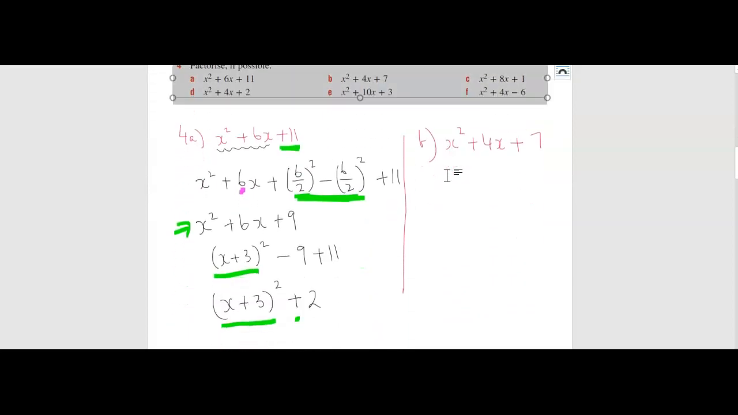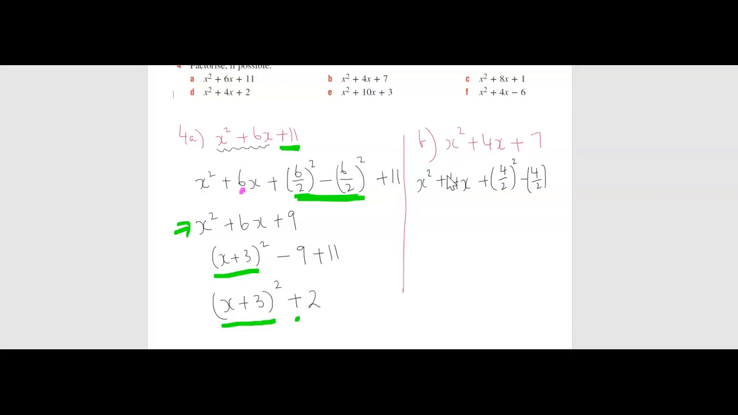All right, so we've got x squared plus 4x. Then we're going to add the coefficient of b, so 4 on 2, and we're going to square it. And then because I've added something that wasn't initially there, I'm going to subtract it just to make sure it stays the same value. And then we're going to add 7 because 7 is here.